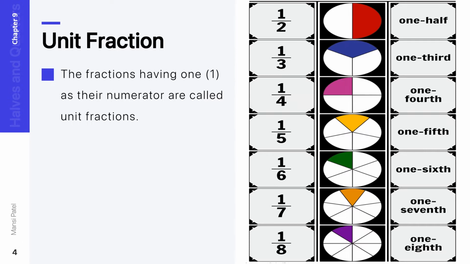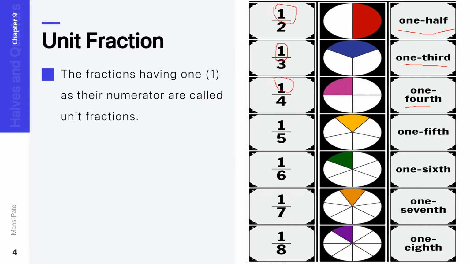See here, in 1/2, the numerator is 1. In 1/3, the numerator is 1. In 1/4, the numerator is 1. You can see that in all these examples there is a 1 in the numerator. So these are all examples of unit fractions.